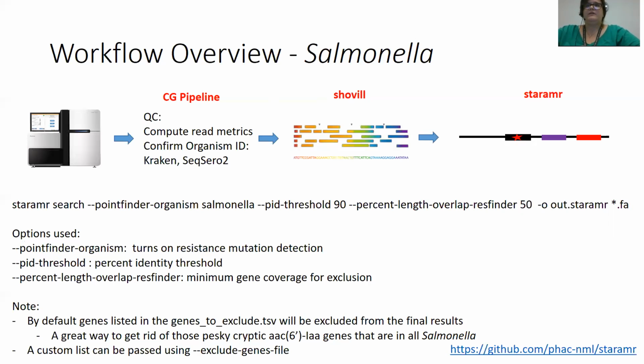And by default, the really nice thing about StarAMR is that it will exclude genes listed in this genes-to-exclude.tsv that I mentioned at the bottom. By default, this comes with the aac(6')-Iaa gene that's present in all Salmonella but not functional. But you can also pass a custom list using the --exclude-genes-file option, and I think that's a really handy feature of this software.